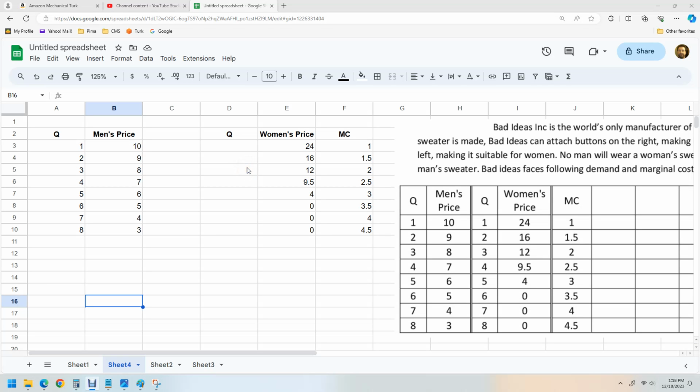In this video, we're going to use profit maximization in Google Sheets to solve a problem where I've got two different products and I need to know how much to charge and what's the optimal quantity, sometimes called the profit maximizing quantity. So in the problem, we're making sweaters. There's a men's scenario here. This is the demand for men's sweaters, and this is the demand for women's.